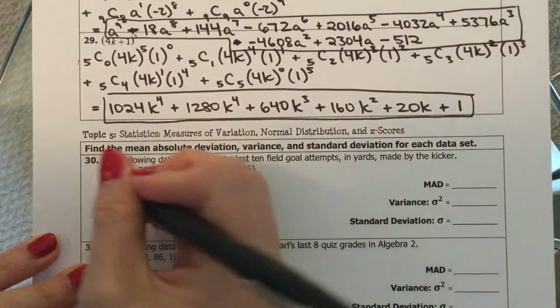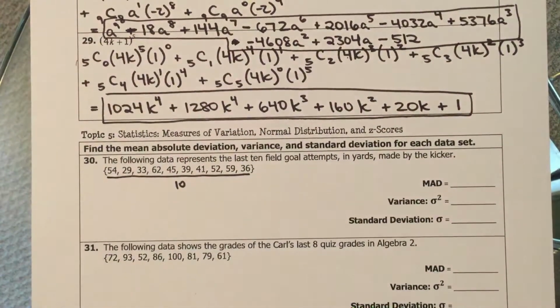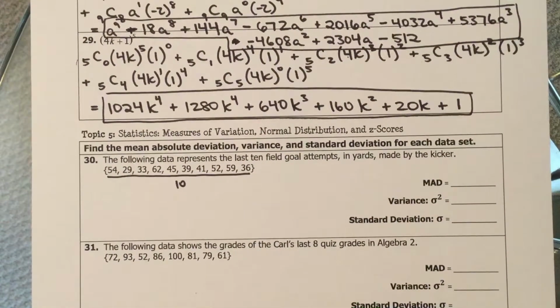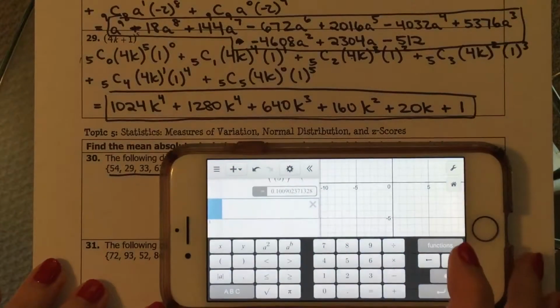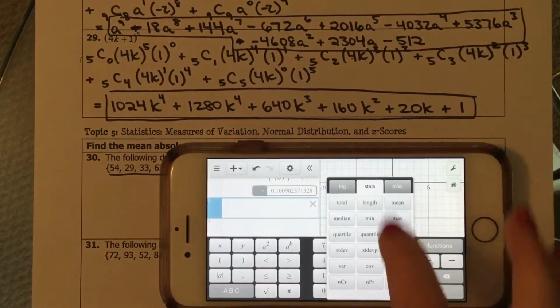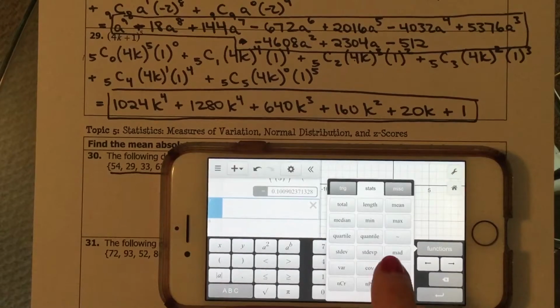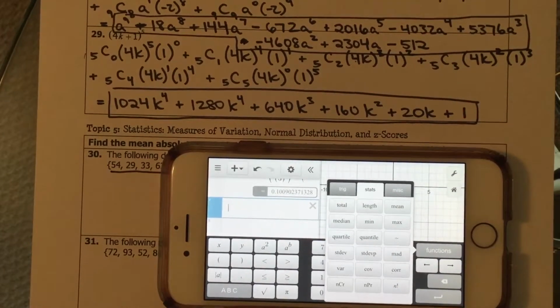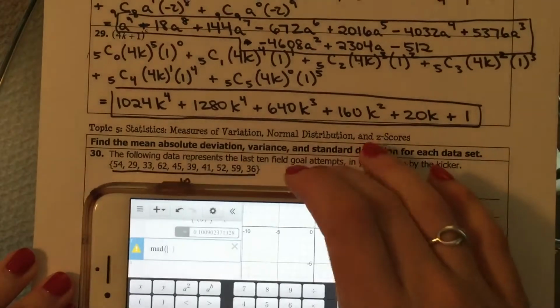So the mean is taking all of these values and then dividing them by 10. Let me show you guys what this looks like on Desmos. All right, so next one right here. In our functions, we have the stats category, and stats has the MAD. Remember, the standard deviation has to be done using that one that ends with a P. So the MAD, we'll type in our data.